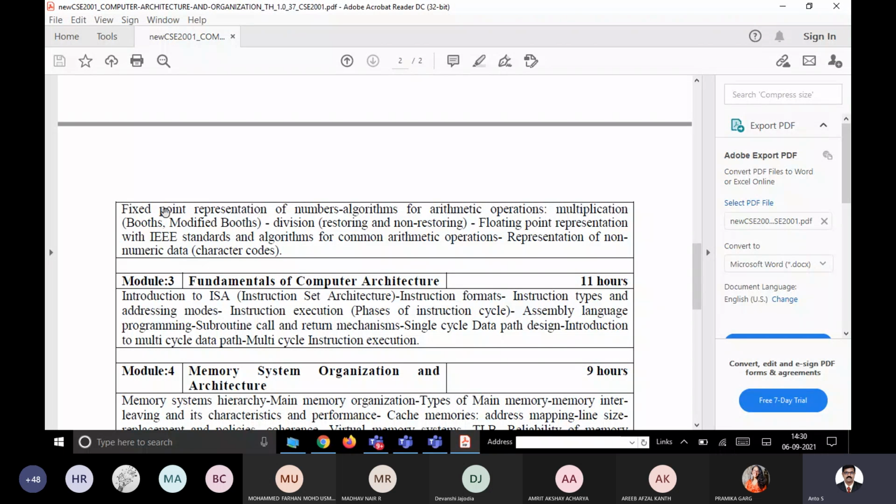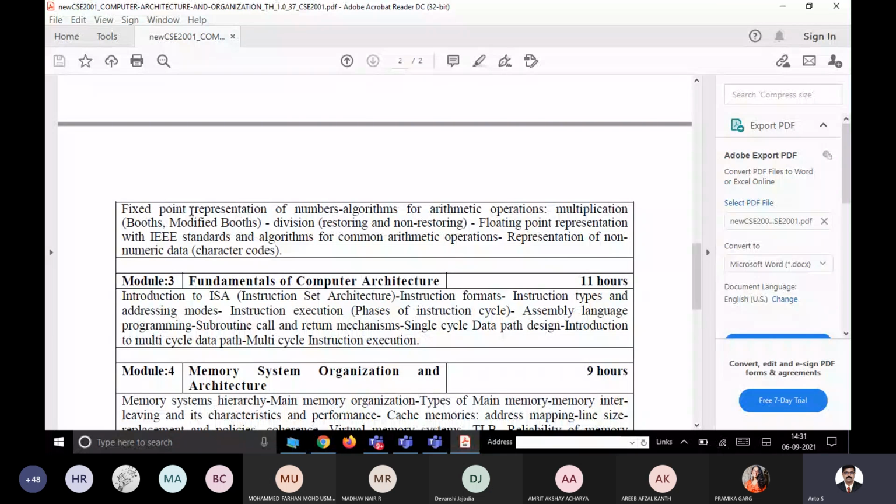The second module. So fixed point representation of numbers means the decimal point is fixed, and by default floating point will come also. Then algorithms for arithmetic operations. So arithmetic operations means automatically 1's complement, 2's complement will come for subtraction. For addition, no problem. So addition of negative numbers means once again 1's complement and 2's complement will come, right? So 1's complement, 2's complement, and then addition, subtraction, multiplication.